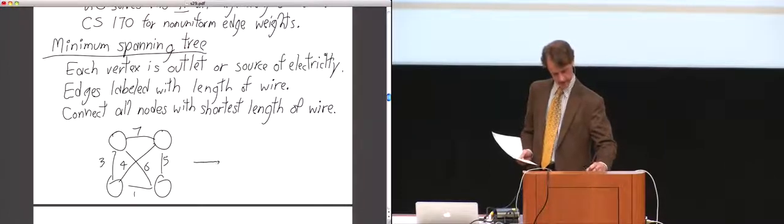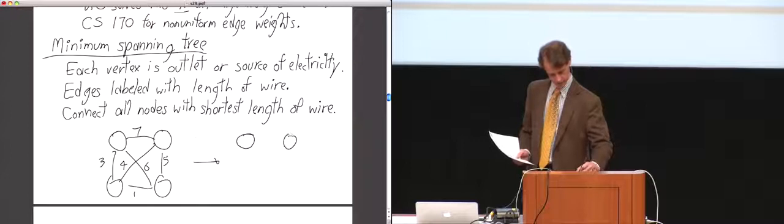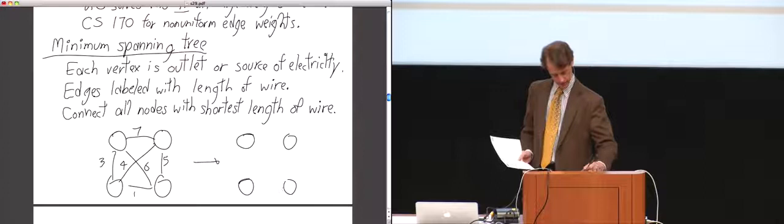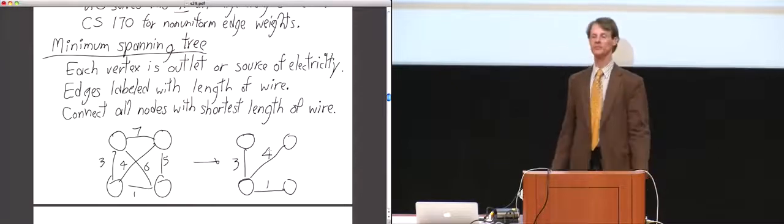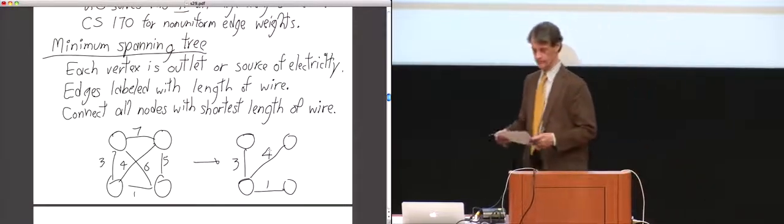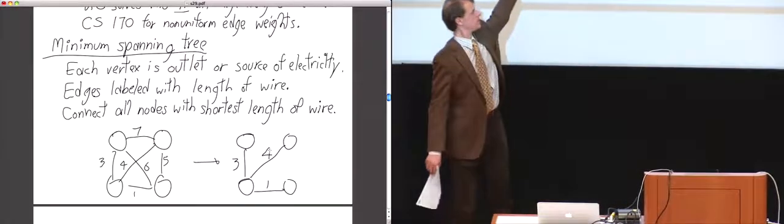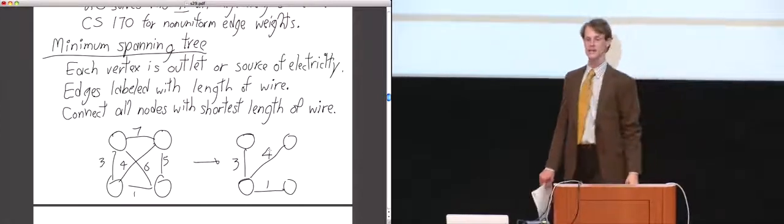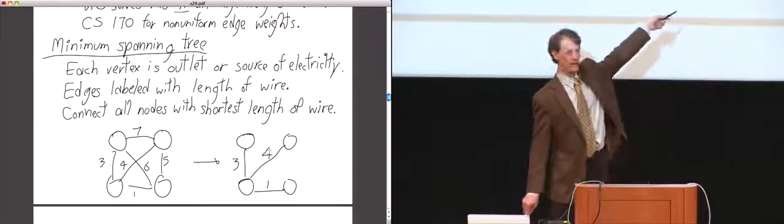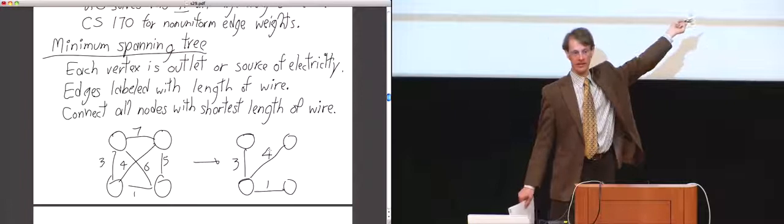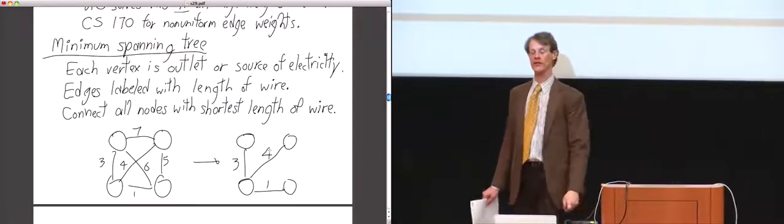So maybe the graph looks like this, and so we're looking for a subset of those edges that forms a tree using as little wire as possible. So the goal is to get from this input to this output. We're just selecting a subset of the edges. We're going to have a tree when we're done, because a tree is the minimum number of edges that will connect every node to every other node.